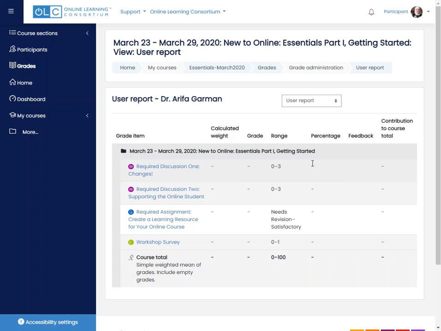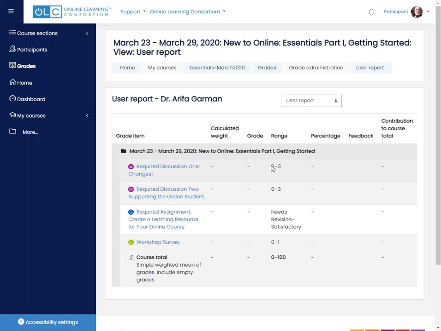So how do you know if your grade was accepted? This is mine, and of course I didn't submit anything since I was a facilitator for this course. But under percentage, you're going to see 100% if you have submitted everything.